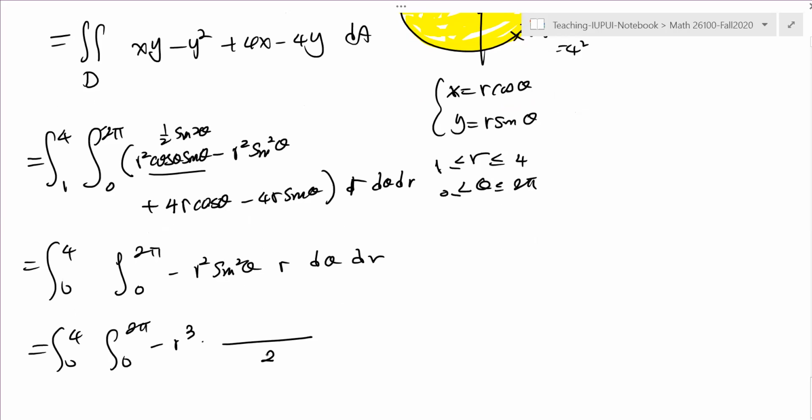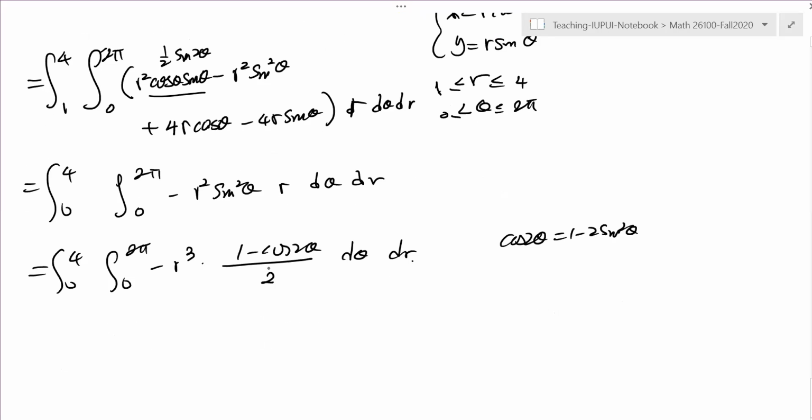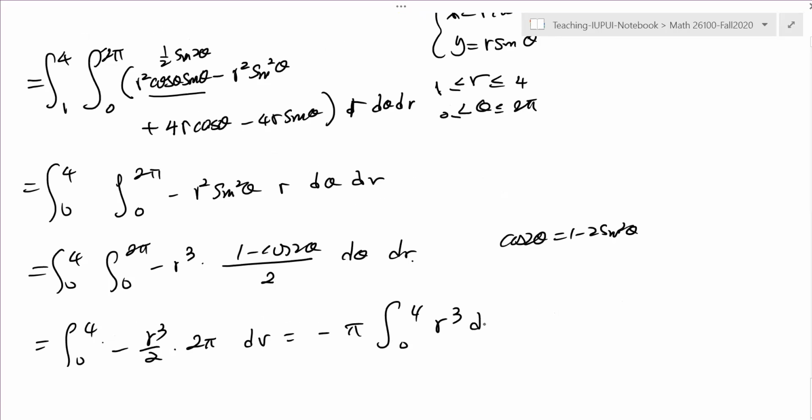Cosine 2 theta equals 1 minus sine squared theta. You solve for sine squared theta, you will get 1 minus cosine 2 theta, d theta, dr. And cosine 2 theta, if we evaluate the integral from 0 to 2 pi, it's also 0. So what I got here is negative r cubed over 2 times 2 pi, dr. So this will be negative pi r cubed dr.